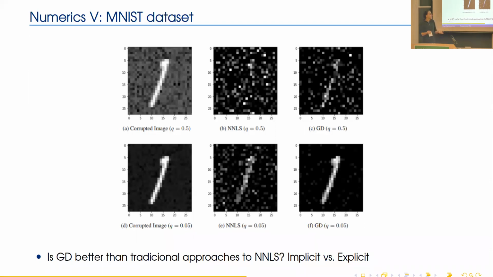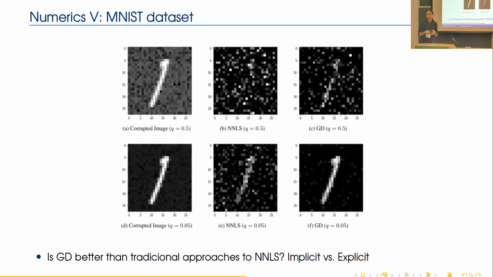Again, is gradient descent better than a traditional approach? I would not say so, because a traditional approach means that there is an explicit algorithm for that. So you want to solve a non-negative problem, that's it. While in our case, there's nothing explicit saying the algorithm is designed for this task. So you should have this in mind when you see this comparison.